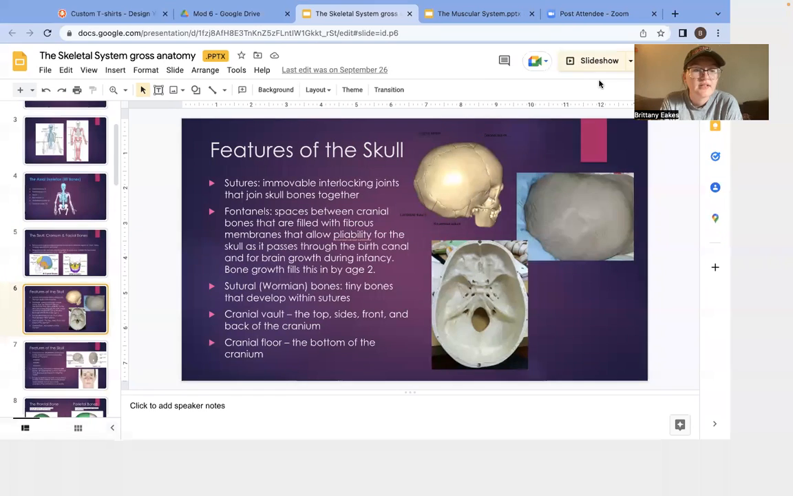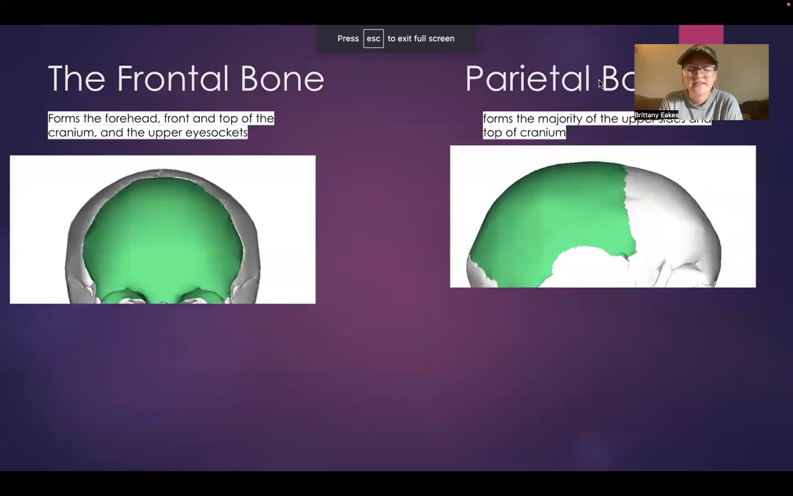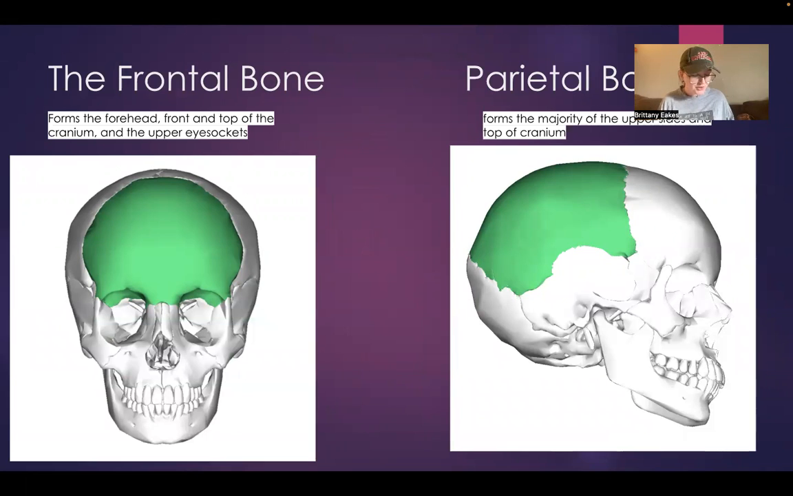So let's get started with bones of the skull. The skull contains 22 bones and rests on the superior end of the vertebral column. The bones of the skull are grouped into two categories: cranial bones and facial bones. The cranial bones or the cranium form the cranial cavity, which encloses and protects the brain. There's 8 cranial bones, and that's the frontal bone, 2 parietal bones, 2 temporal bones, the occipital bone, the sphenoid bone, and the ethmoid bone.